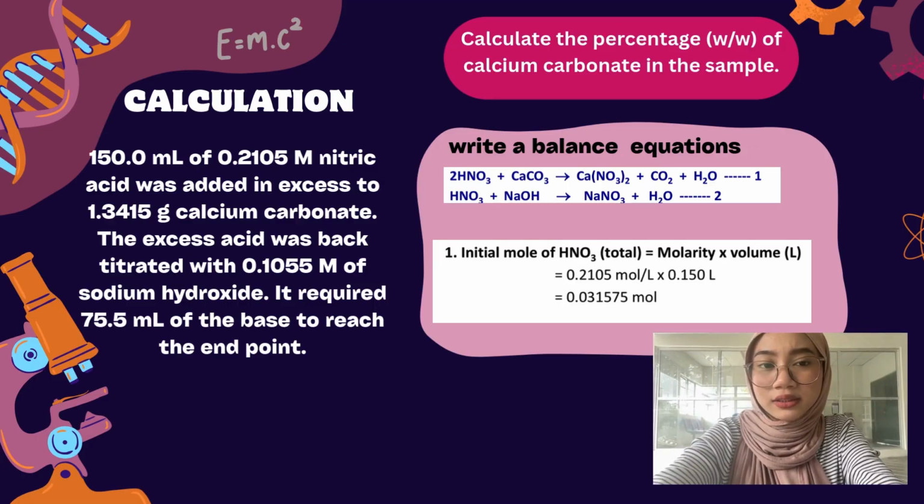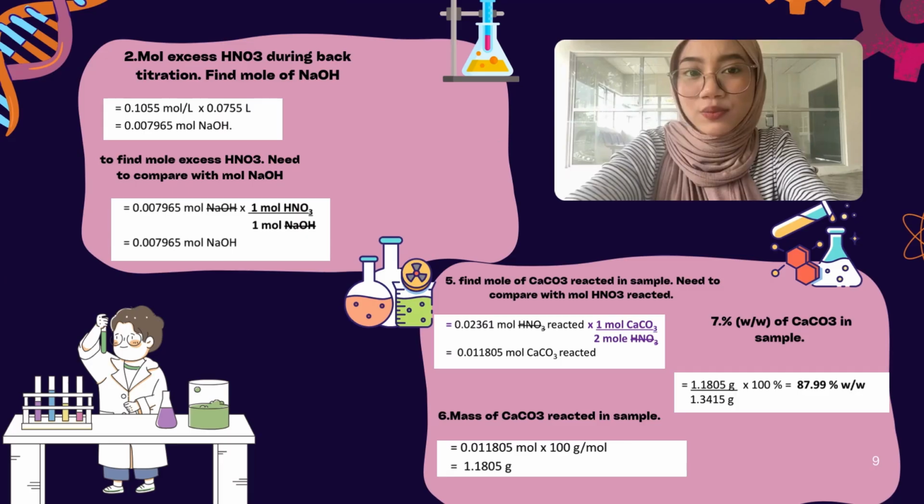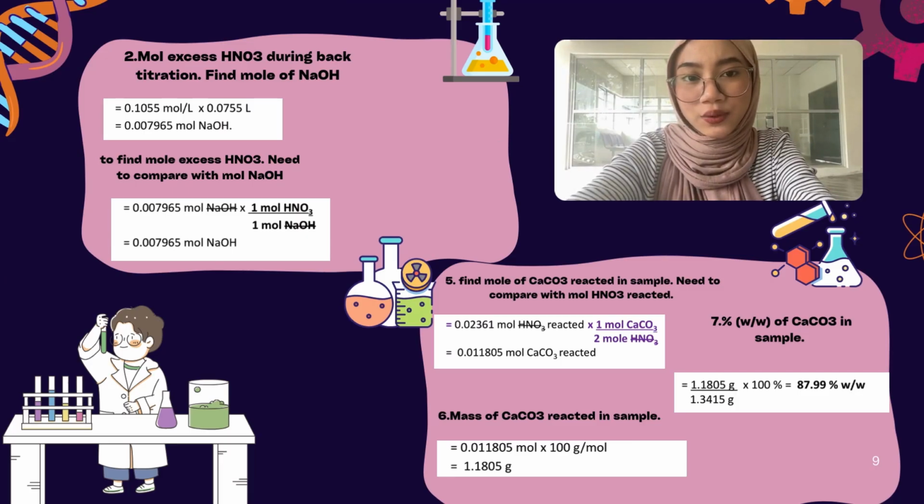Okay, now we calculate the initial number of moles of nitric acid added using the formula: moles equal molarity times volume in liters. So the moles of nitric acid added is 0.2105 multiplied by 0.150 liters, which gives 0.031575 moles. We determine the moles of excess nitric acid during the back titration.